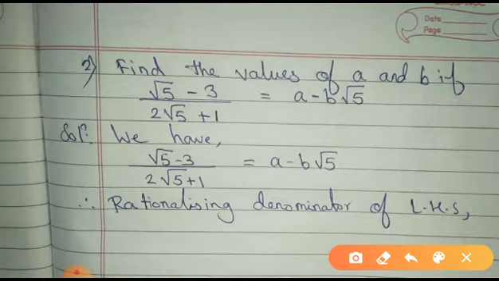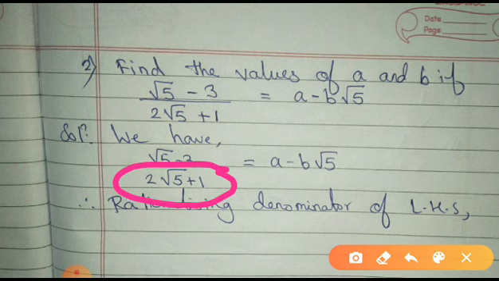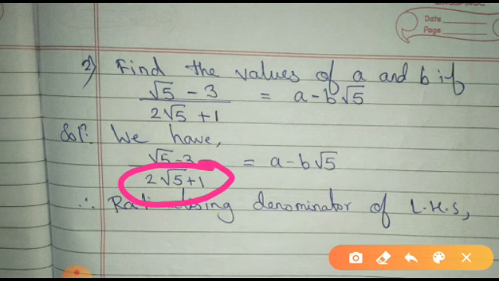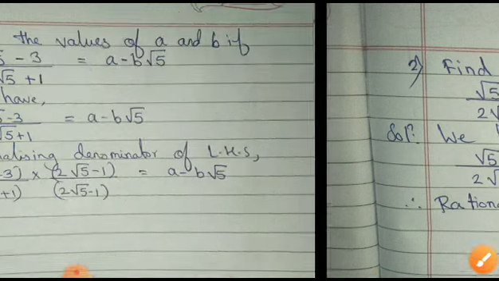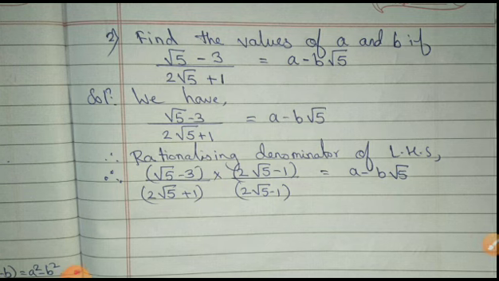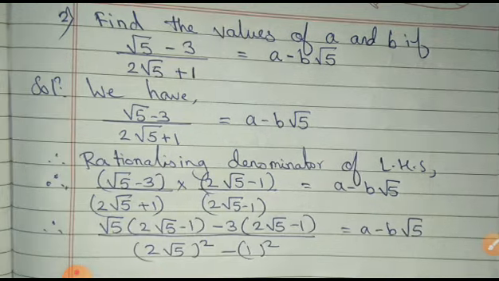Again, your denominator is what? It is not a rational number. So what should we do? We have to rationalize it. That means by which number should I multiply? Yes, it should be multiplied with 2 root 5 minus 1. To your left hand side, so 2 root 5 minus 1 by 2 root 5 minus 1. I have multiplied your LHS. RHS I am keeping as it is.